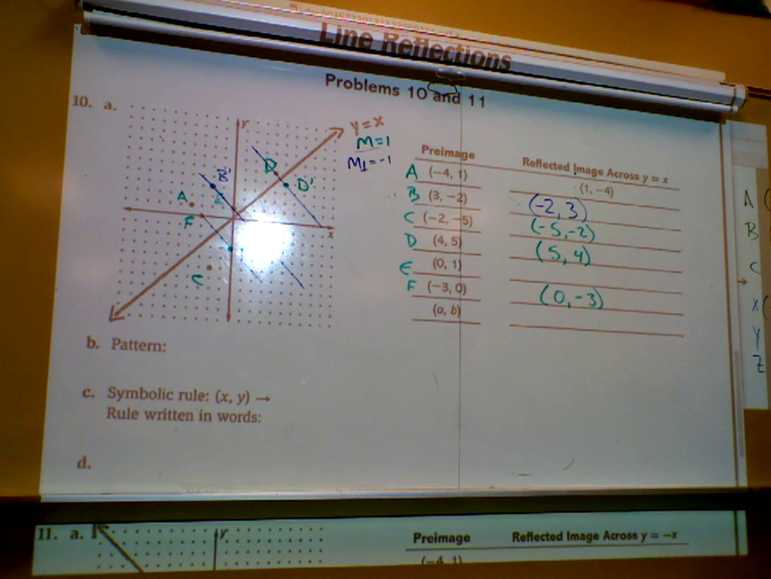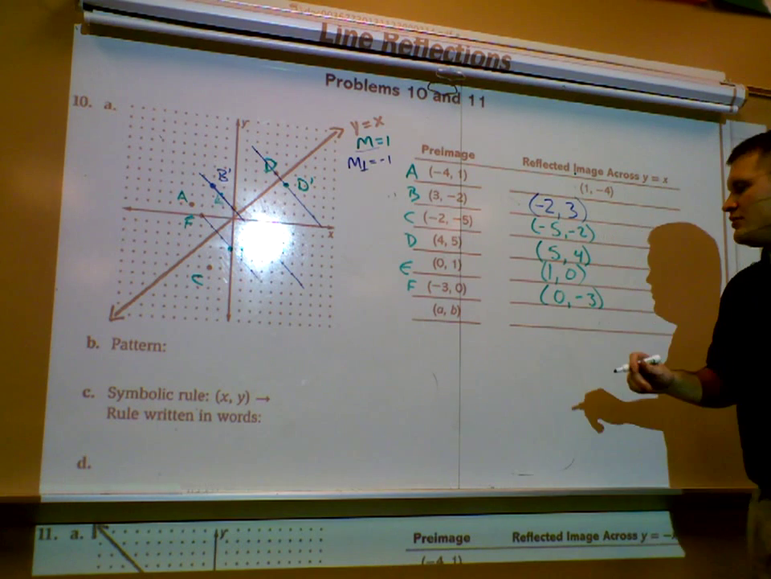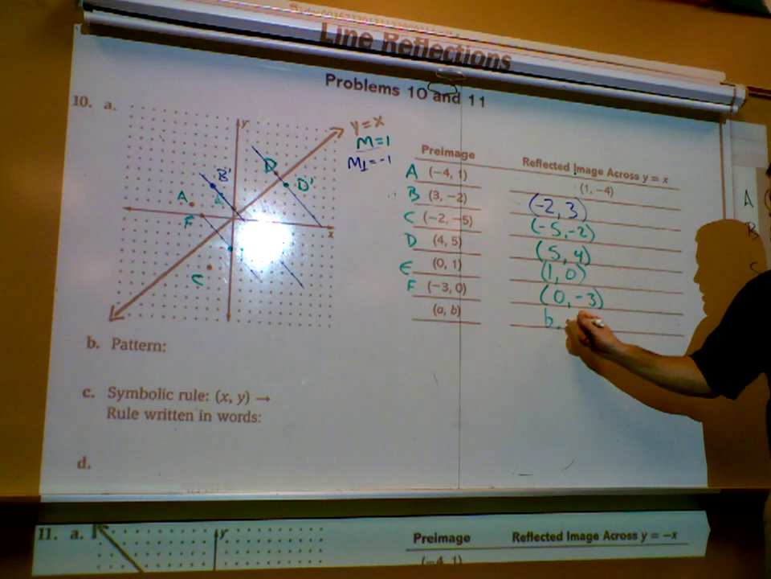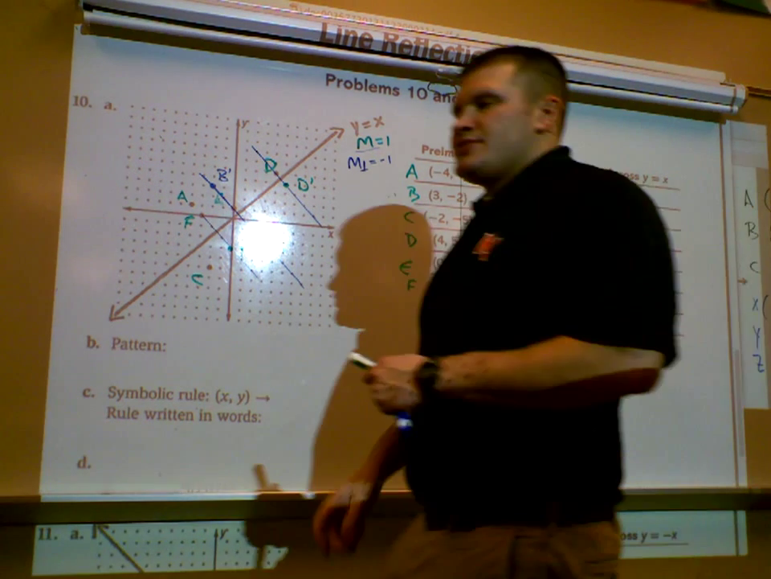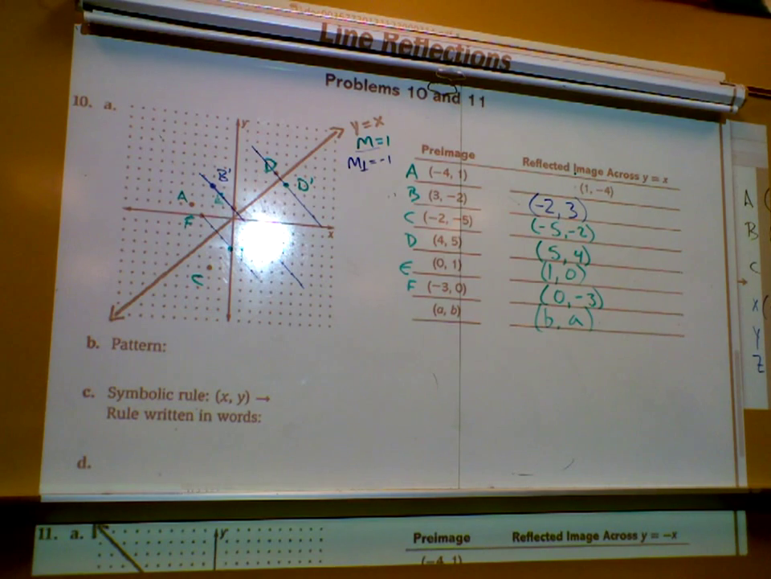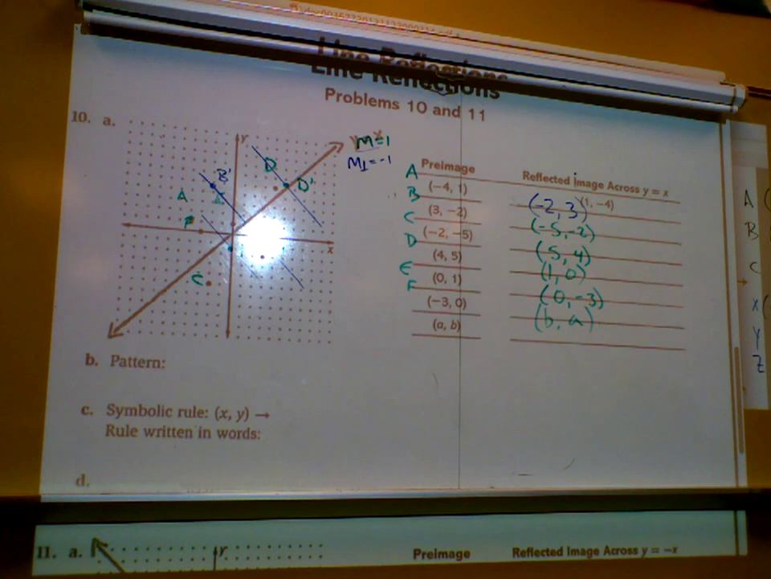1, 0. And what about A, comma B? B, comma A. Okay. Does that make sense? Are there any questions? So the next one is just like this, but completely different. Really helpful, huh? What happened to my line?